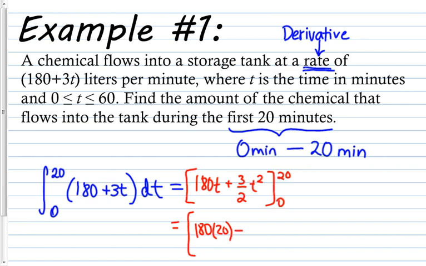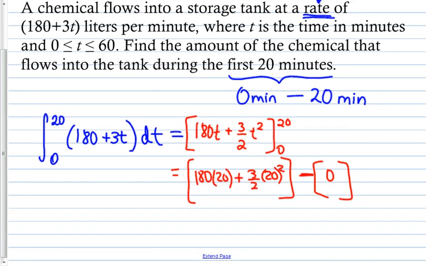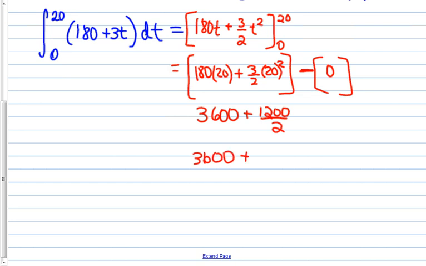180 times 20 plus 3 over 2 times 20 squared, and then minus, plug in the 0, so 0 plus 0. 180 times 20 is 3600, plus 20 squared, that's 400. 400 times 3 is 1200, divided by 2 is 600. 3600 plus 600 equals 4200.